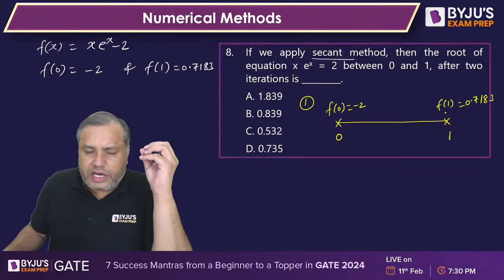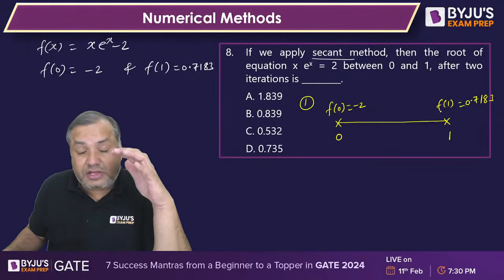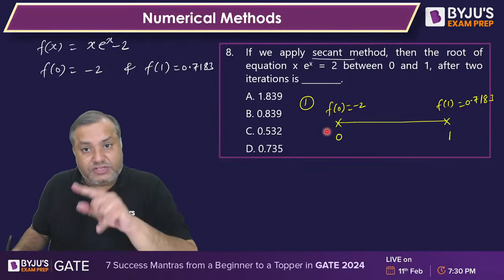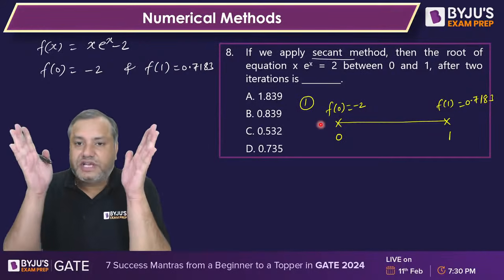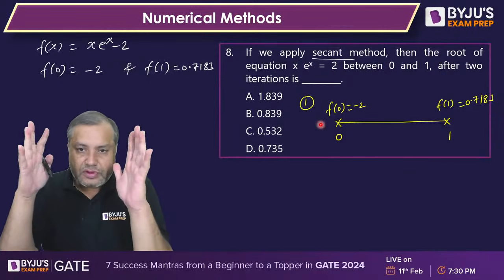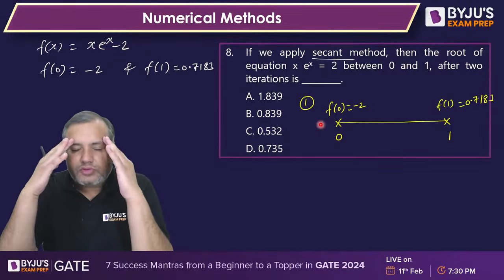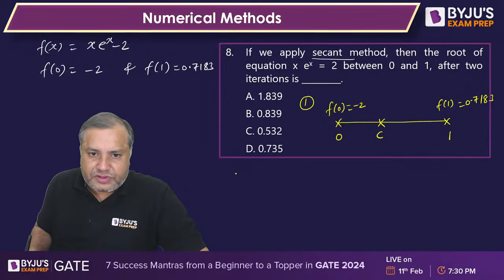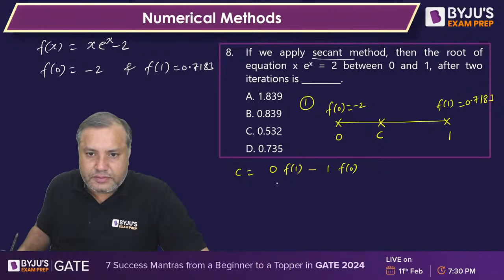Now see here. In order to apply first iteration for secant method, no need to bother about the sign. Just apply the same formula as you have used in regula falsi method. For secant method, formula remains same as that of regula falsi method. But here for first iteration you do not have to bother about the signs. Simply apply the formula with the two initial approximations. So let us say the first approximation value is C. So C will be A f of B minus B f of A upon f of B minus f of A.